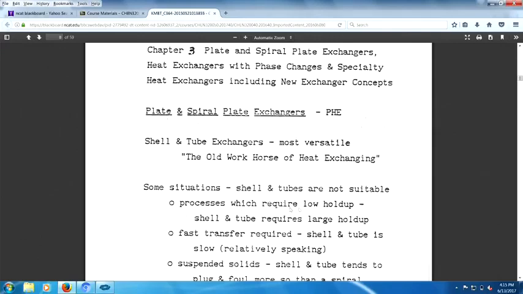Processes which require low holdup. Oh, good heavens, what's holdup? Well, holdup is the amount of material that's held in the vessel. It's held up in the vessel. It might be referred to as the working volume or the volume of material. So if you have processes which require a low holdup, your shell and tube might not be a good idea. And what processes might that be?